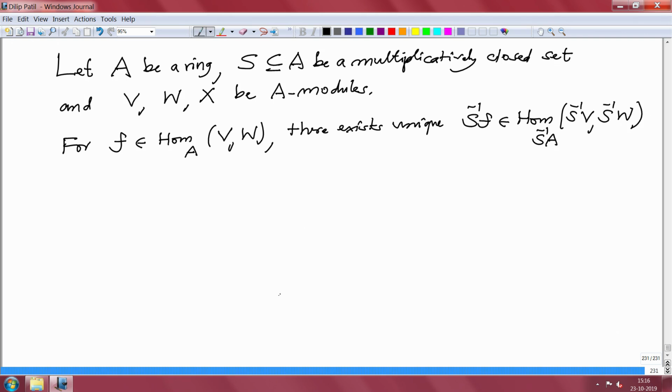So, that means this diagram is commutative. This is what we proved in the earlier lecture: V to W, this given f. There is a iota map here, S inverse V. This is iota V suffix S. Similarly, there is a iota W S, and this is that map S inverse of f. So, this diagram is commutative.